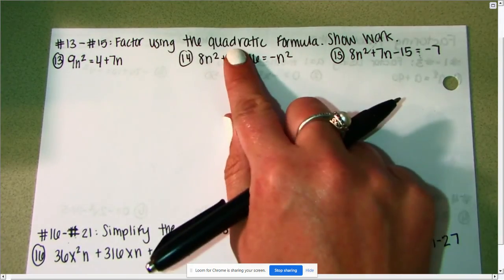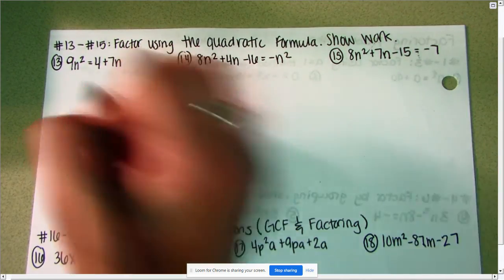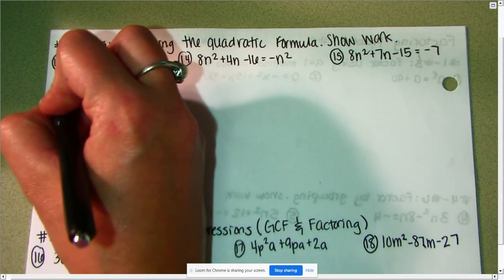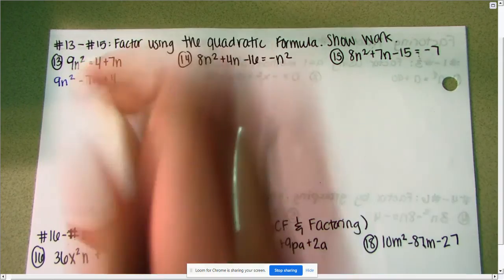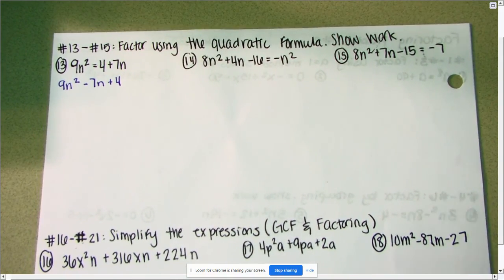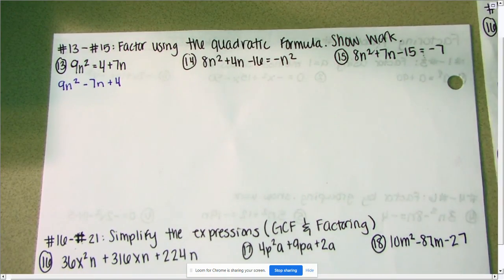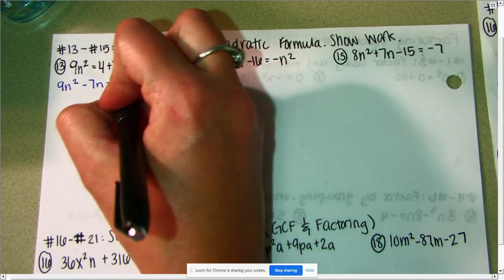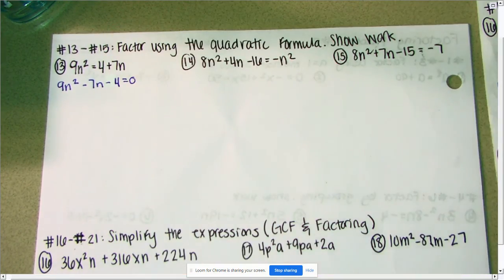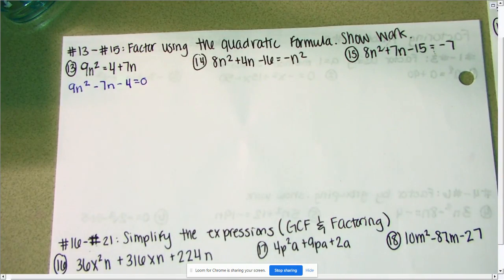Okay, so it's telling me use the quadratic formula, so I need to make sure that I move everything to one side. So I have 9n squared minus 7n plus 4. Oh, not plus, sorry. That's not going to give us the right answer. Put a minus here. Equals 0. Now, you can test it. I can try factor by grouping.